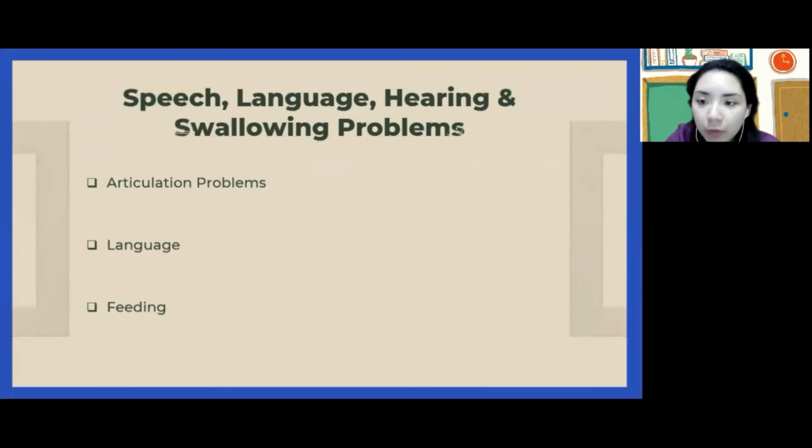And then we also have language difficulties. Aside from speech, kids with CP may also have receptive or expressive language difficulties. That's where we come in for language intervention. And then lastly is feeding. Feeding and speech somehow come together because the structures that we use for feeding are similar to those for speech. That is why if there are difficulties with speech, there is also a chance that the person or the child may have difficulties with feeding.